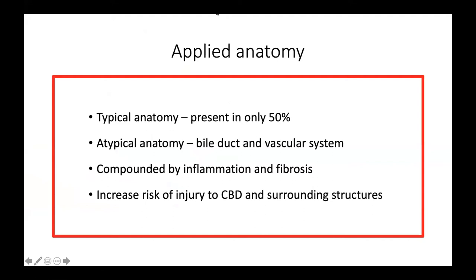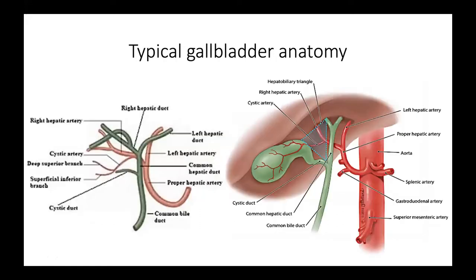Atypical anatomy is found in a large group of the people that we operate on, and most commonly it arises from the bile duct or the vascular system. The atypical anatomy can be further compounded by inflammation and fibrosis as a result of recurrent cholecystitis. Therefore, it becomes even more important to be wary of what we're operating on to avoid injuring the CBD and the surrounding structures.